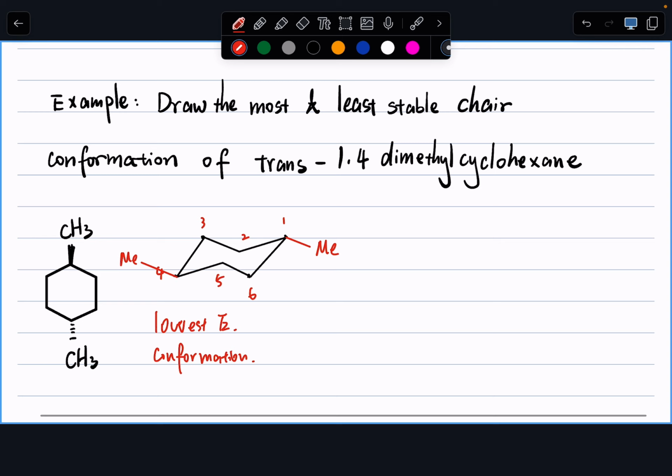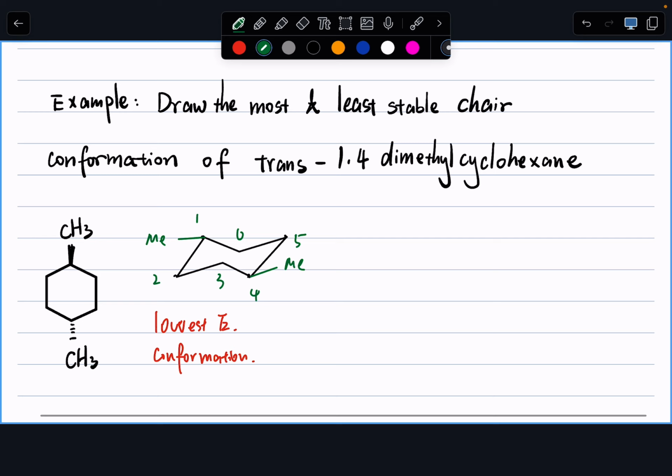Yes? Does it matter where you start counting? It doesn't matter where you start. I just choose to start somewhere. You can also start here, or I can just start somewhere else. Okay, so what if I start counting 1, 2, 3, 4, 5, 6, and I can put this one as equatorial, and this one is also equatorial. They're all correct. It doesn't matter where you start.